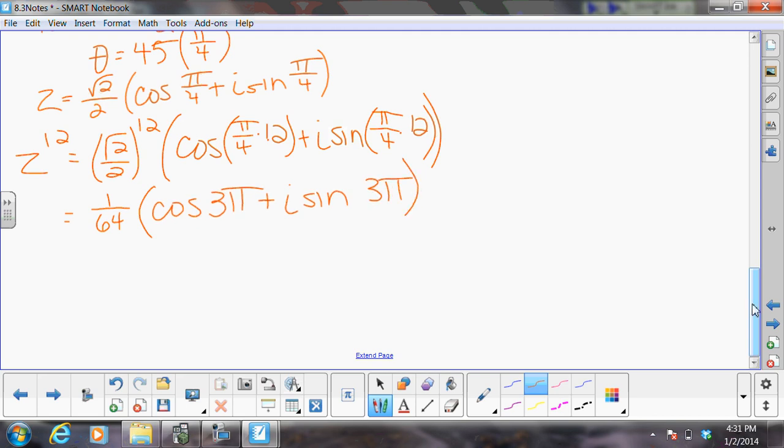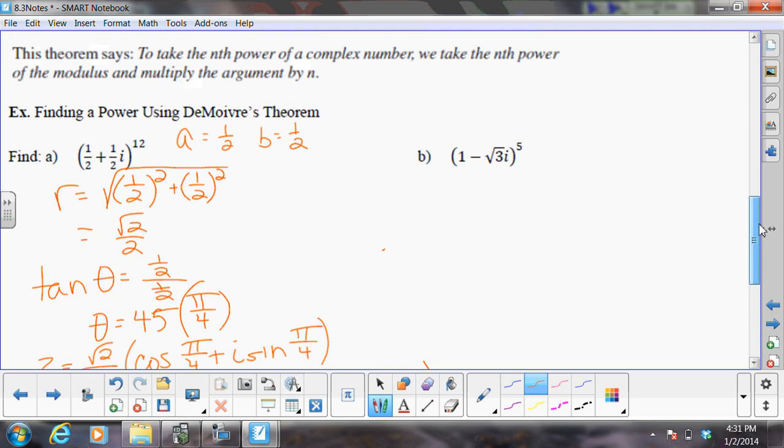Now careful, when you're doing these questions, it may ask you to leave your answers in trig form, or it may ask you to change it back to imaginary numbers. If it does ask you to make it back to imaginary numbers, distribute 1 over 64 in, evaluate what cosine of 3 pi is times 1 over 64 and change it back to an imaginary number. Make sure you are able to leave your answers in both forms.